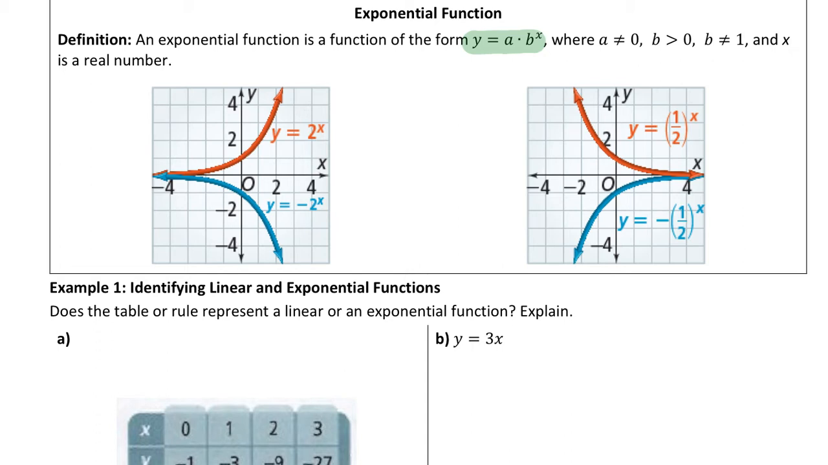So what I want you to understand in these functions, and we'll get to this eventually in the future, is that when we talk about exponential functions, I talk about a as being what I call the starting value, and then b is called a growth or decay factor. And we will get into the specifics of that in the next lesson, but right now we are just focusing on what is an exponential function.